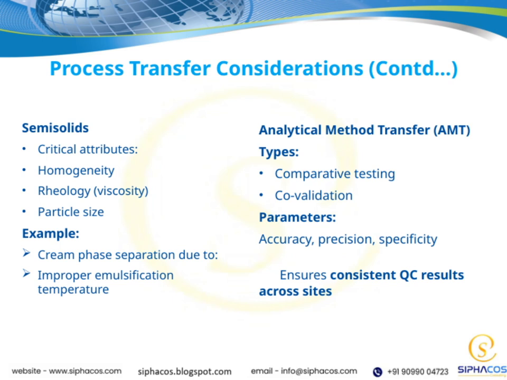When dealing with these, we pay close attention to critical attributes like homogeneity, rheology, which is essentially viscosity, and particle size. For example, one common issue we see is cream phase separation. This can happen due to improper emulsification temperature during manufacturing. Recognizing and controlling these factors during process transfer is vital to ensure product stability and quality. So overall, the goal of AMT and process transfer considerations is to maintain product consistency and quality as we scale up or move production across different sites.